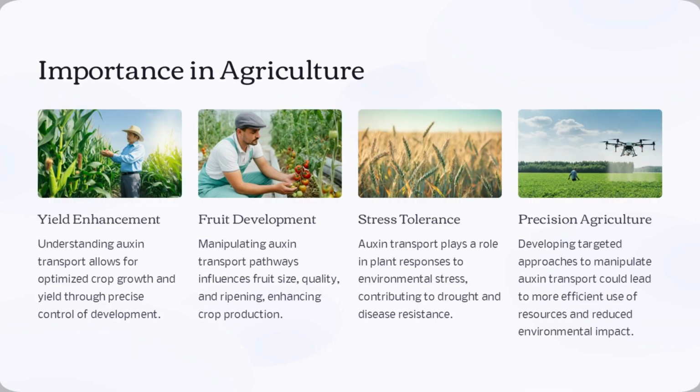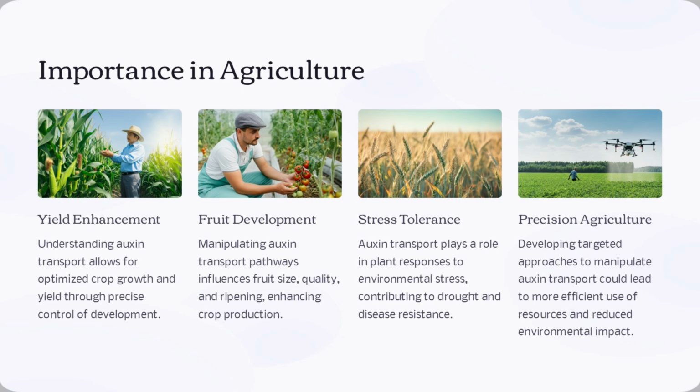Polar auxin transport is a fascinating process that allows plants to grow and respond to their environment. By understanding this process, scientists can manipulate plant growth and development, which has important implications for agriculture and horticulture. Notably, auxin is a key plant hormone that regulates many important agricultural processes. Understanding how auxin is transported within the plant allows us to optimize crop growth and yield.